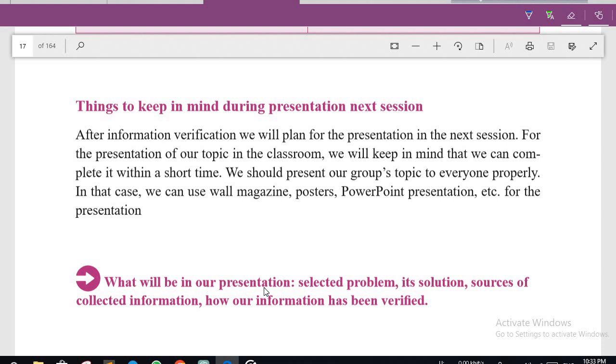What will be in our presentation? Selected problem, its solution, sources of collected information, how our information has been verified.